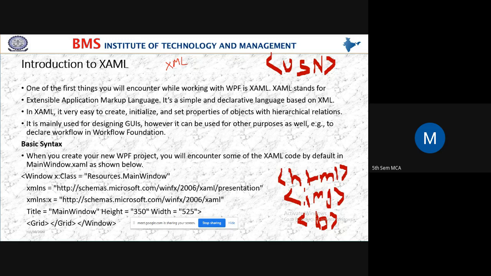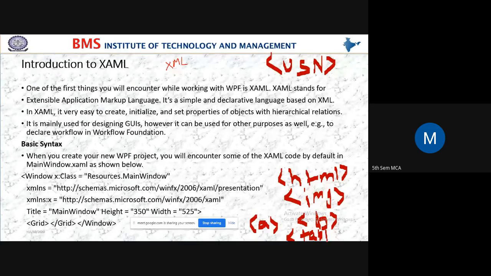If you want to make the font bold, then we use bold tag. If you want to include an image, then we use image tag. If you want to include any link in the program, we use anchor tag. And if you want to add a table, then we use table tag. These are all predefined tags.